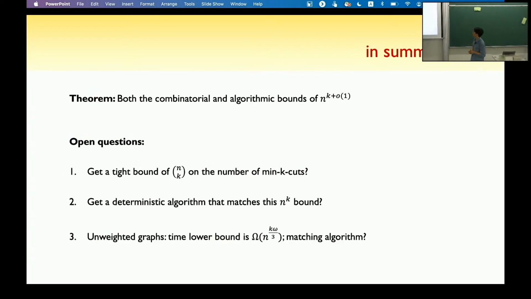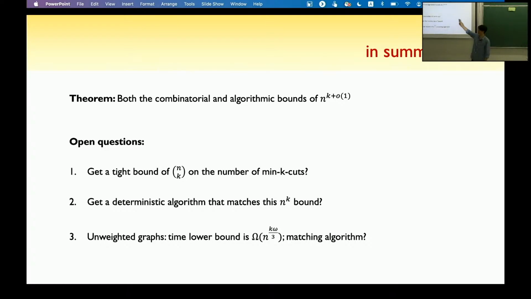Okay, so this was a theorem, and this is the theorem I wanted to prove for a long time, but there are still open questions. The first question is about the extremal question: we gave an upper bound of n to the k times some function of k. But of course, the best lower bound is n choose k, coming from the cycle. So the open question is, can you exactly get the upper bound n choose k?